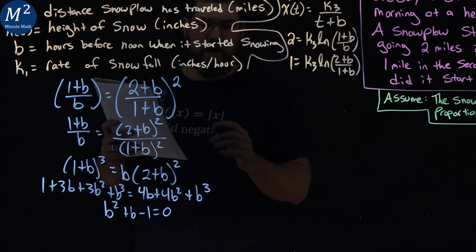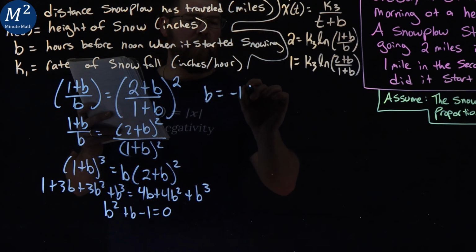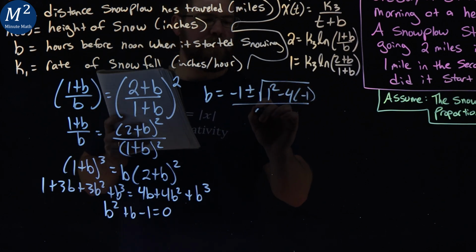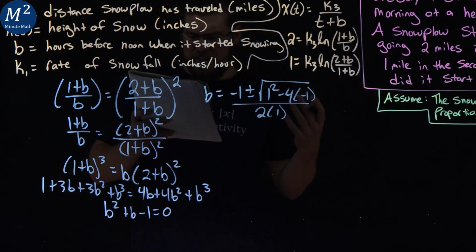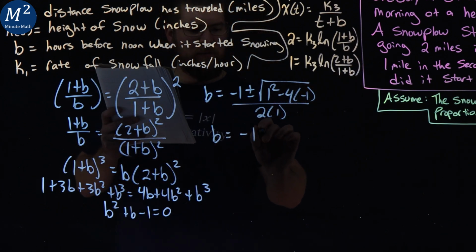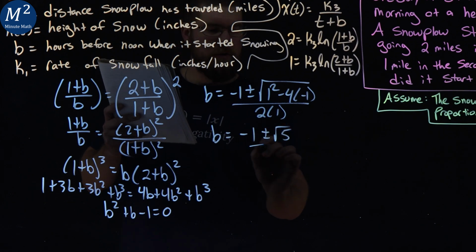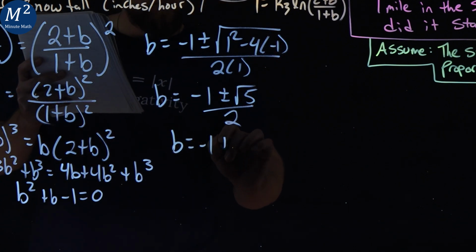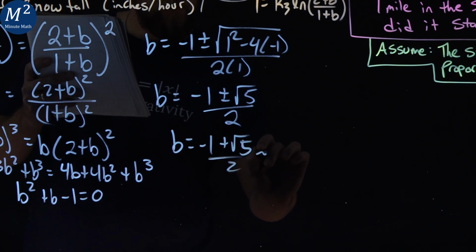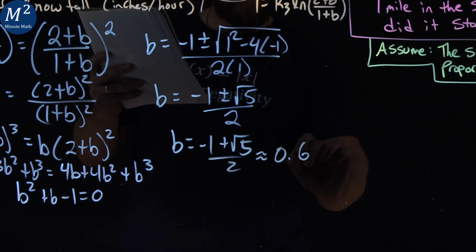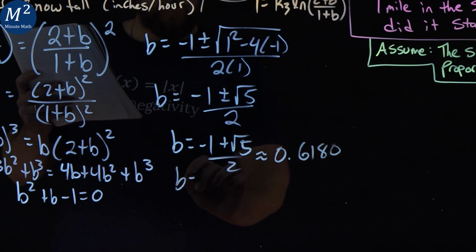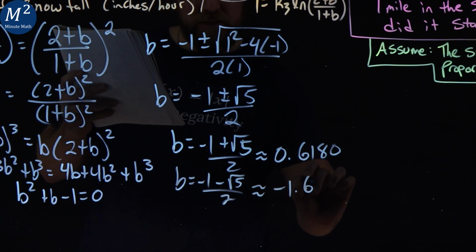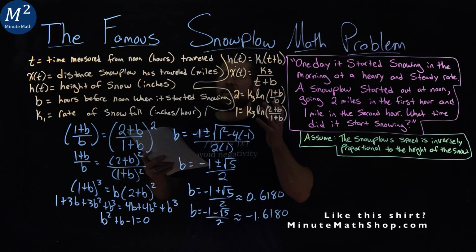With that, we can use our quadratic formula. b equals negative 1 plus or minus the square root of 1 squared minus 4 times negative 1, all over 2 times 1. And this simplifies to b equals negative 1 plus or minus square root of 5, over 2. So what do these two values come out to be? Well, b equals negative 1 plus the square root of 5 over 2, which is approximately 0.6180. And b equals negative 1 minus the square root of 5 over 2, which is approximately negative 1.6180.